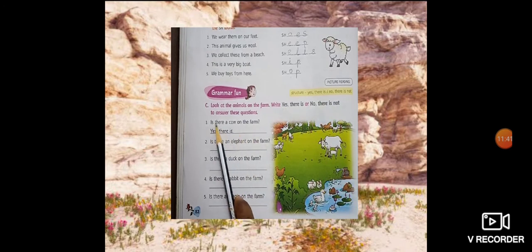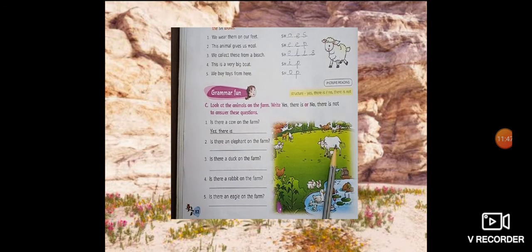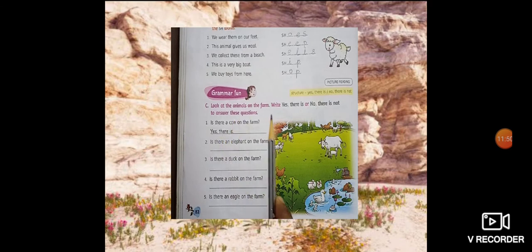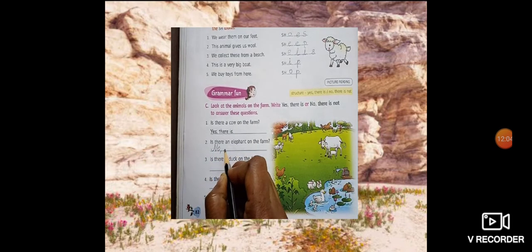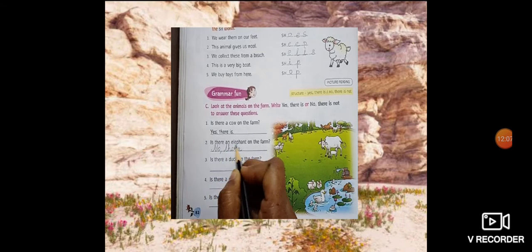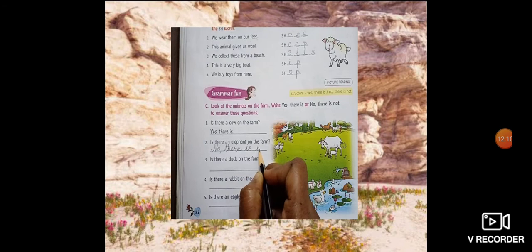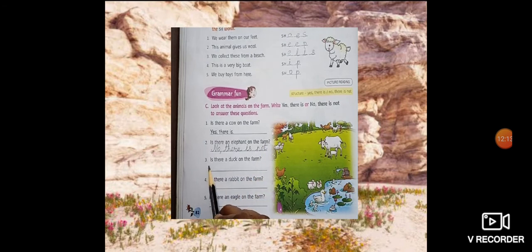Okay? First one. Is there a cow on the farm? Is there a cow? Yes, there is. They have written yes, there is. Okay? Next. Is there an elephant on the farm? No, there is not. They have written no, there is not. So you have to write no, there is not. Okay? Third one. Is there a duck on the farm? Yes, here it is, right? So what do you have to write? Yes, there is.